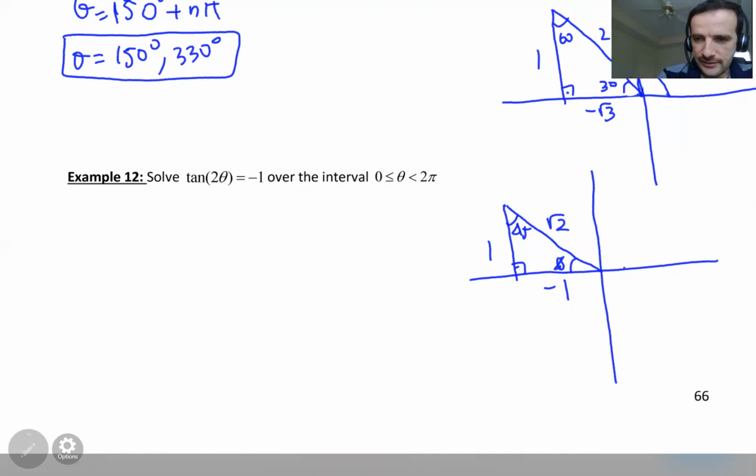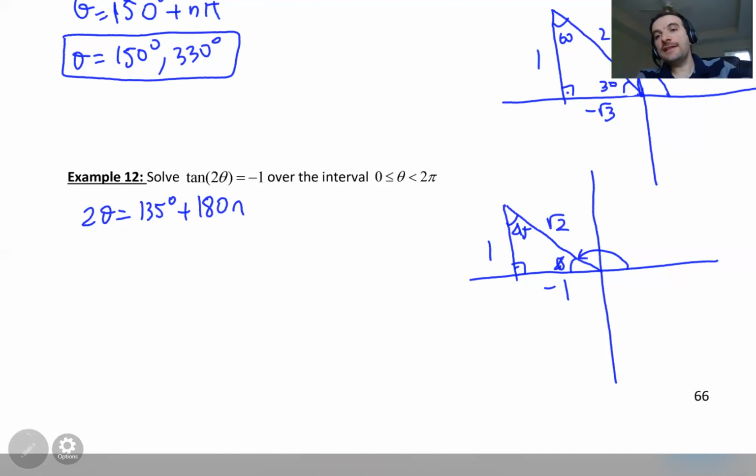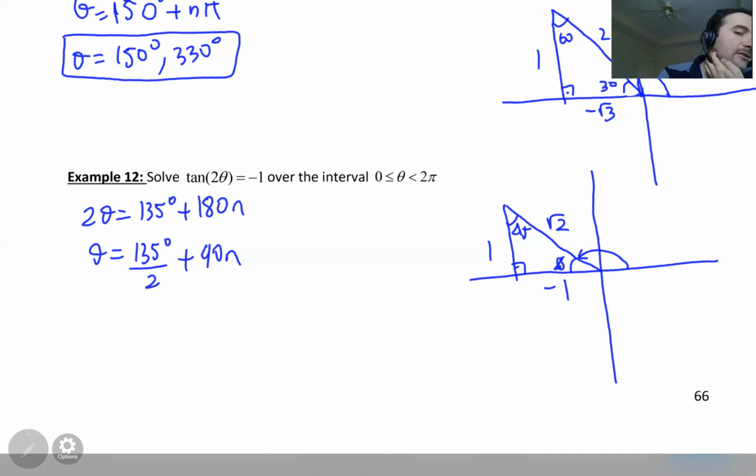Cool. But as always, now our angle is not 45, but this part, right? This is our angle, which is 180 minus 45. So 135. So 2 theta is equal to 135 plus n pi. Or maybe I can write the pi in terms of degrees, which is 180, right? So 180 n. Okay. But this is for 2 theta, right? But I have to solve for theta. That's why let's divide both sides by 2. Theta is equal to 135 degrees over 2 plus 90 n. And 135 degrees over 2 is 67.5 degrees, plus 90 n.